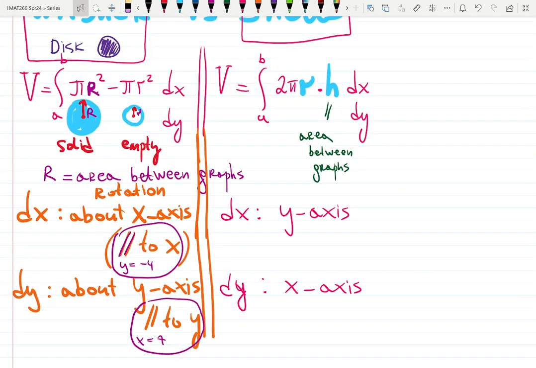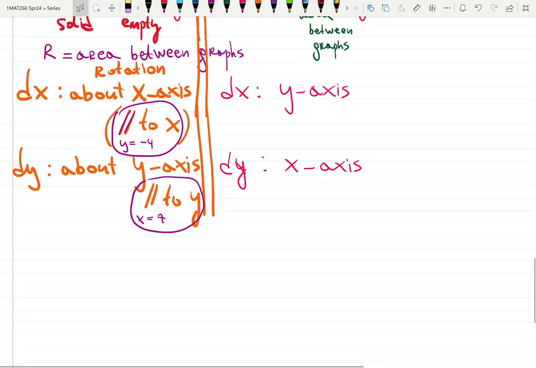And obviously, if it's the x case, you need to find a and b. If it's the y case, you need to find c and d. Ta-da! That's how you do it. That's how I like to review it nicely. And now let's do the example.